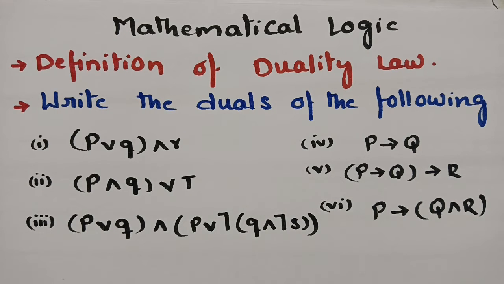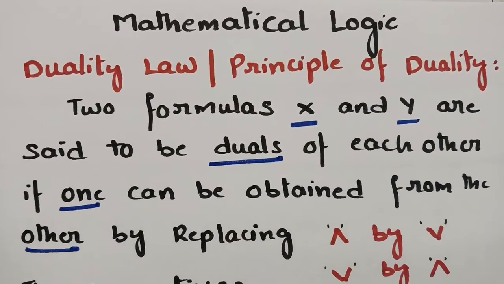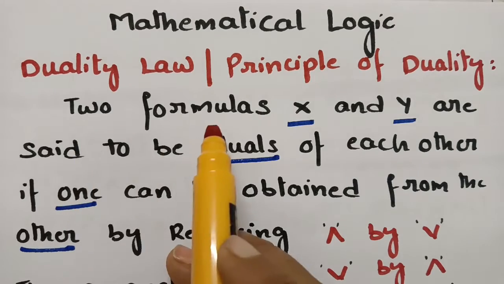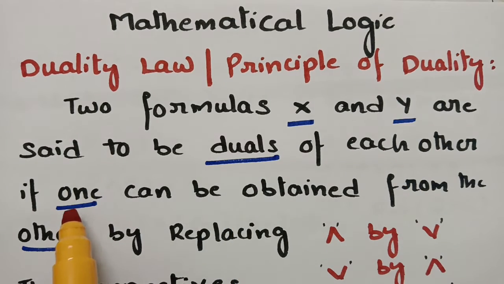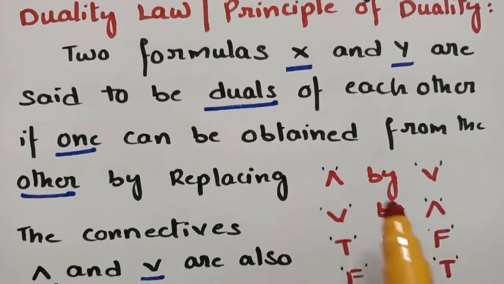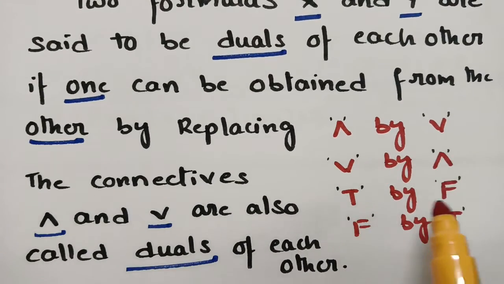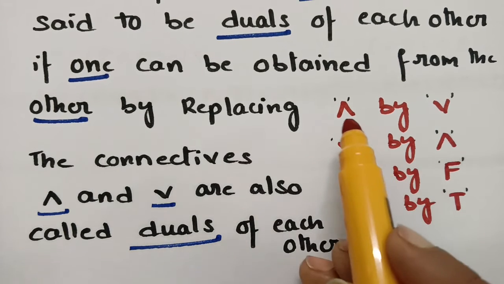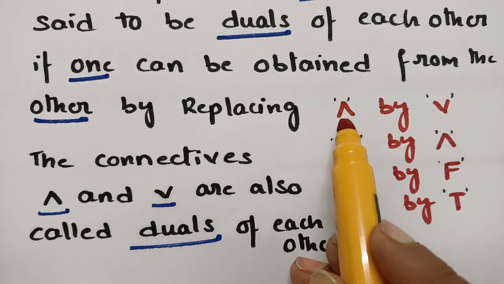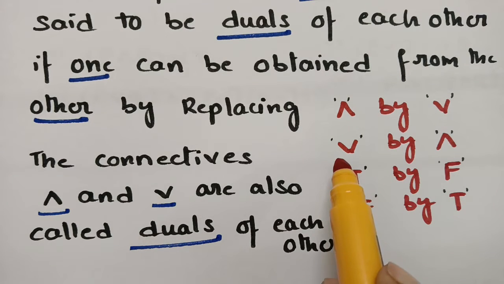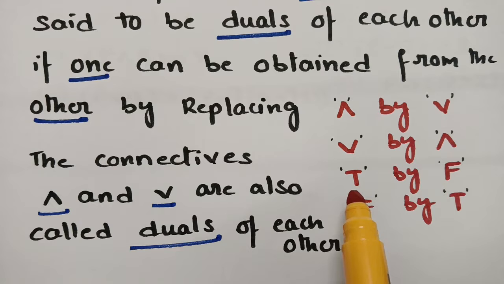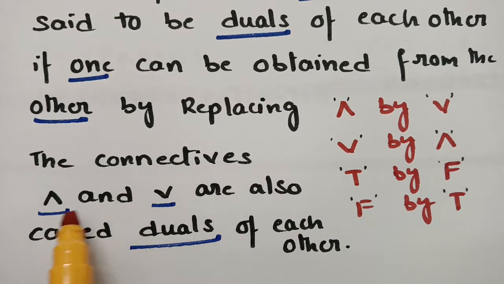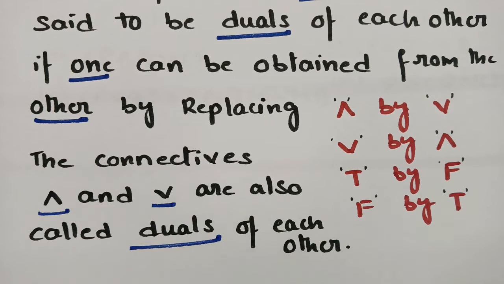See here, first of all, the definition of the duality law. Two formulas X and Y are said to be duals of each other if one can be obtained from the other by replacing and by or, or by and, true by false, and false by true. If there is an and in the question, the dual can be obtained by replacing this and by or. If there is an or, the dual can be obtained by replacing this or by and. If there is true, the dual can be obtained by replacing T with false, and false with true. The connectives or and and are called the duals of each other. Clear? You got a clear idea on this duality law.